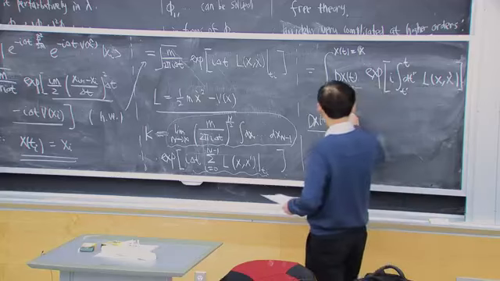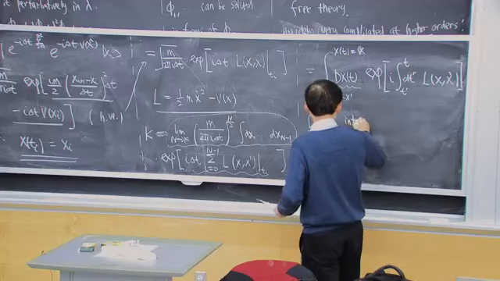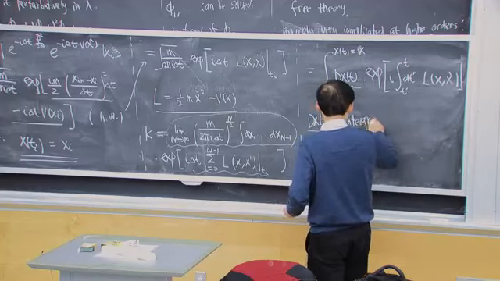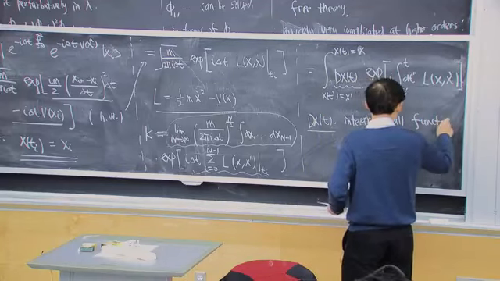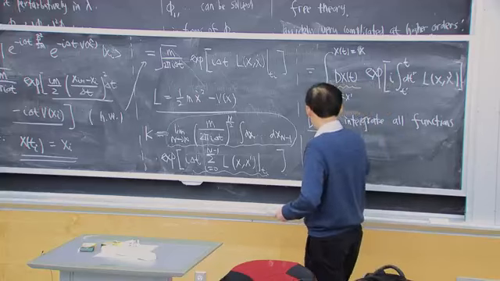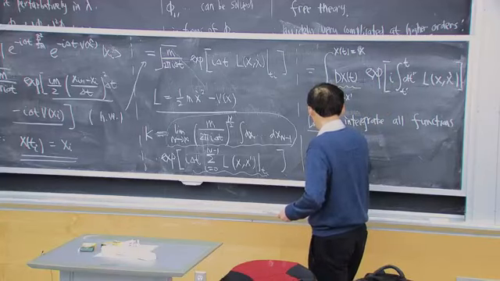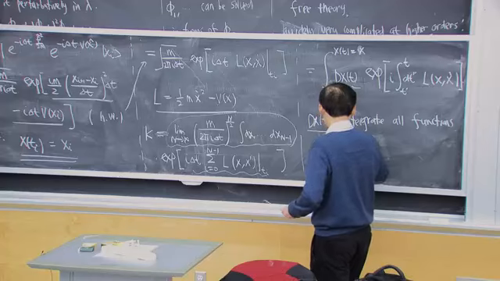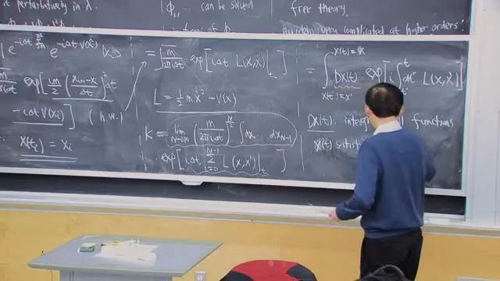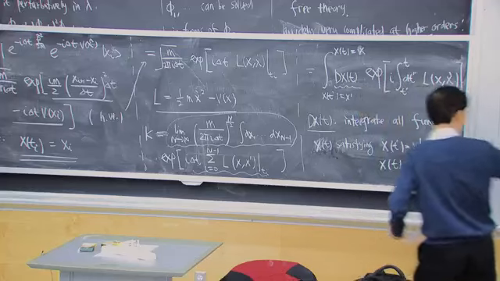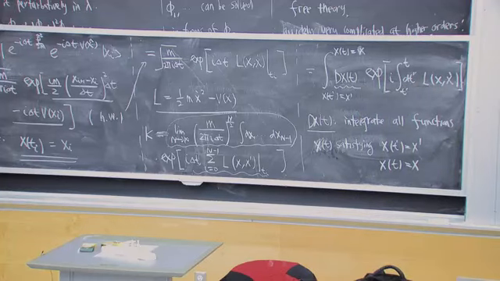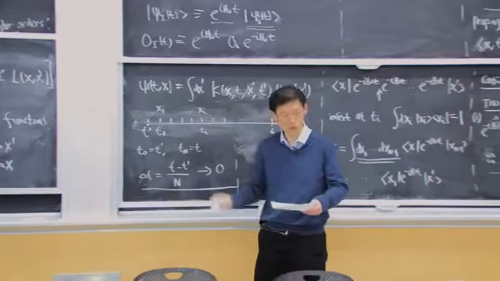So this just corresponds to integrating over all functions xt satisfying, mathematically, that x(t prime) equals x prime and x(t) equals x. Because we always fix the two endpoints. You only integrate in the middle.